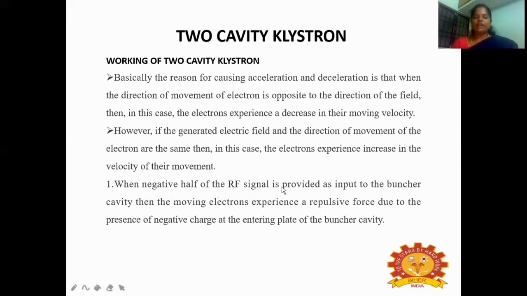When the negative half of the RF signal is provided as the input to the buncher cavity, the moving electrons will experience a repulsive force, because the electron is also a negative charge and we are applying the negative half cycle. So both will repel each other, due to the presence of negative charge at the entering plate of the buncher cavity.